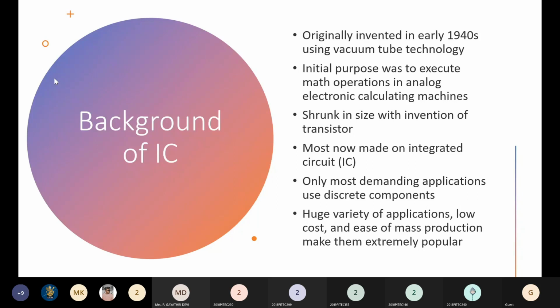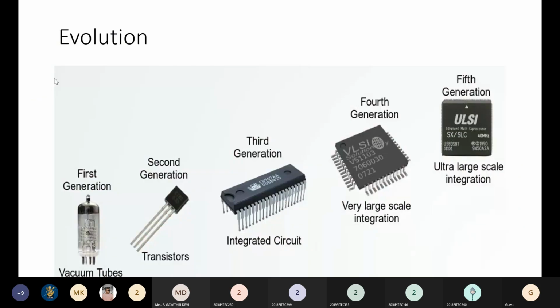And even in IC we have an evolution, it's not a single IC. Initially it was simply an integrated circuit technology, and then came very large scale integration, and then ultra large scale integration. That means we are having more and more devices on a single chip. We started with few transistors in a single chip, and now we have billions and billions of transistors in a single chip. And that is the technological development in integrated circuits.